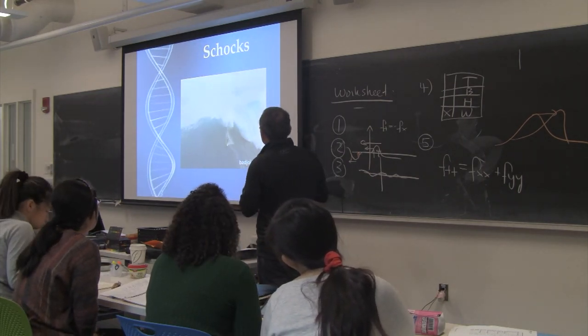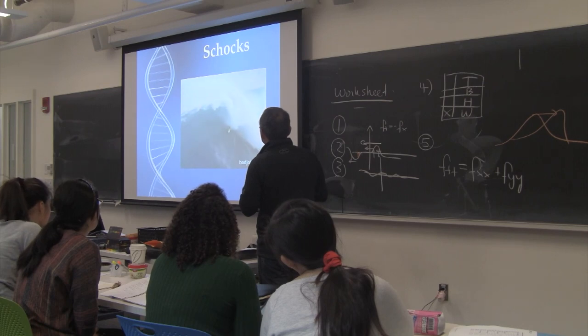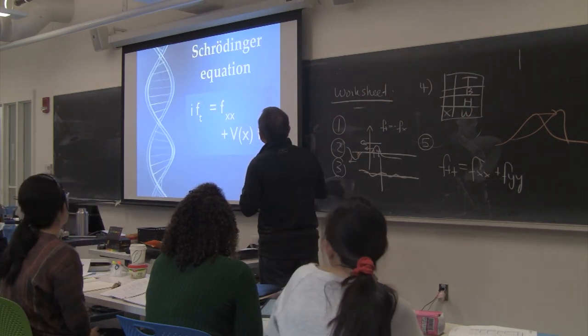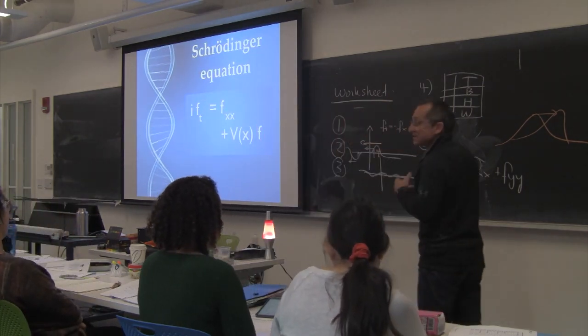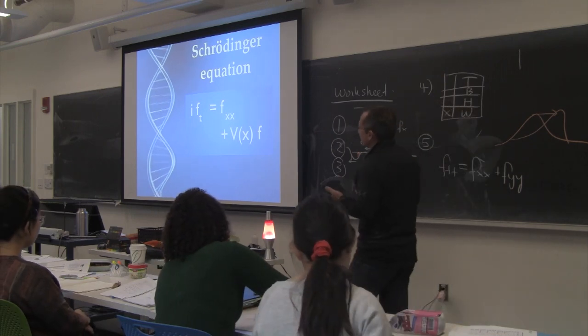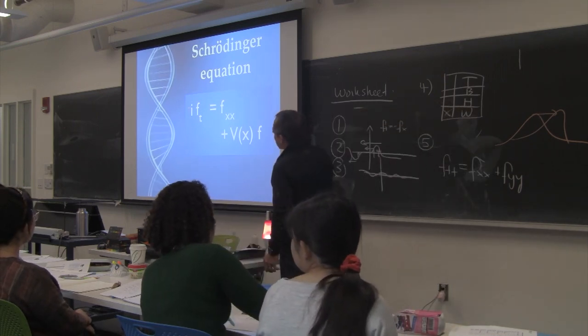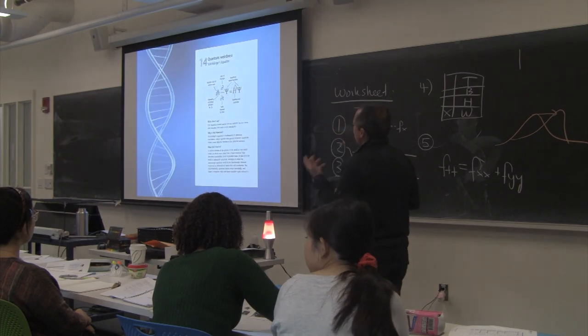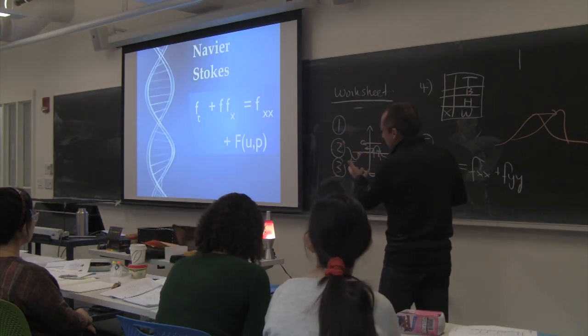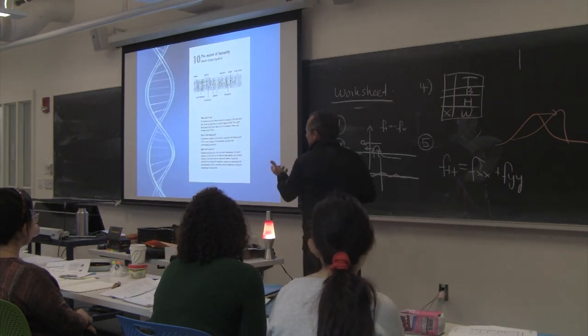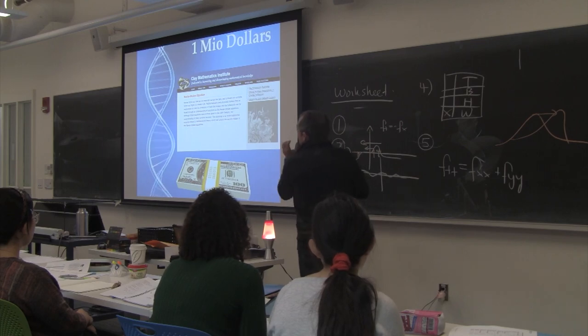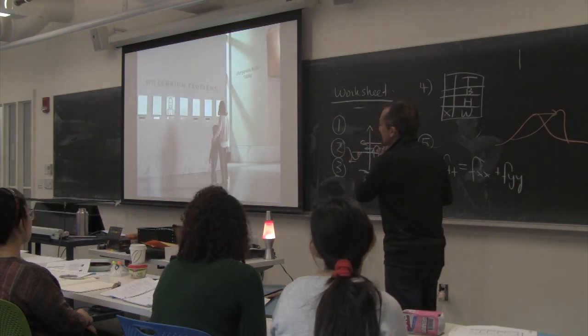Probably quite violent. By the way, the Schrödinger equation is the central equation in quantum mechanics. It looks a little bit like the heat equation, but we have an i here, which produces a different motion. Navier-Stokes is an equation where, if you can show that it has a solution, you win $1 million.